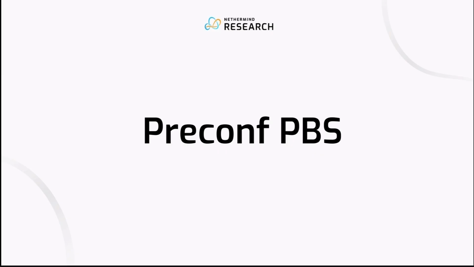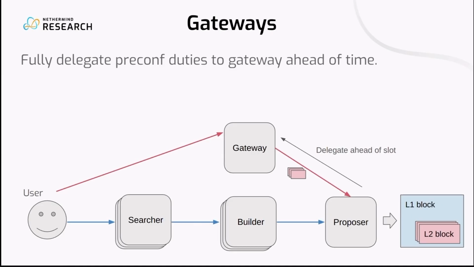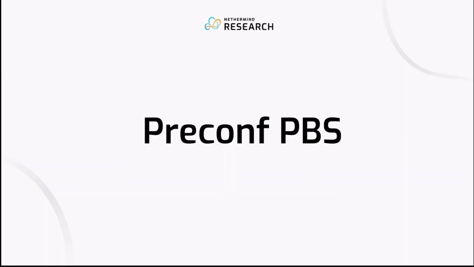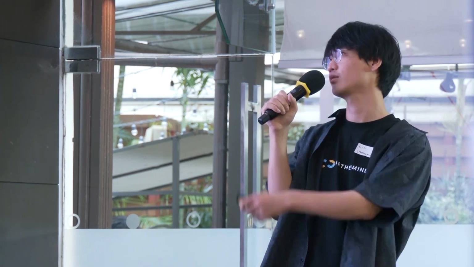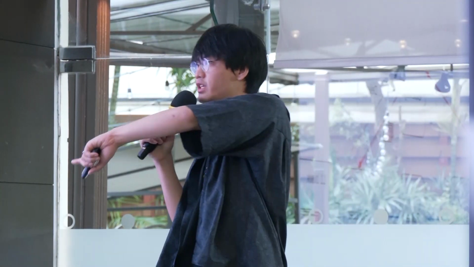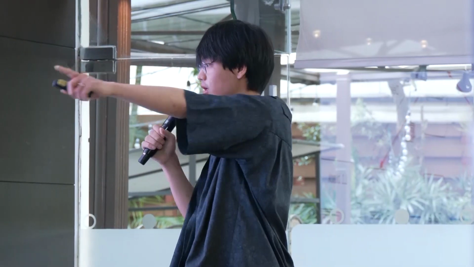So let's touch on pre-confirmation PBSs. There are multiple ways to do this, and one way is the gateway. You fully delegate the pre-confirmation duties to a gateway ahead of time. This is what we previously introduced. So this is one way of PBS because you're delegating the L2 block building rights to a gateway.